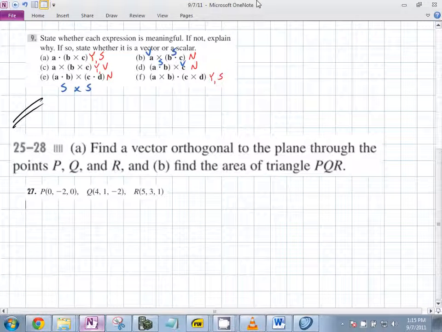Find a vector orthogonal to the plane through the points P, Q, and R. And B, find the area of triangle PQR. So how do you find a vector orthogonal to the plane through those points?